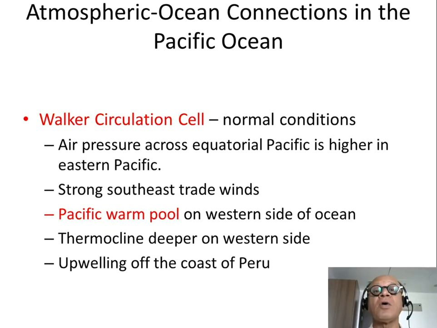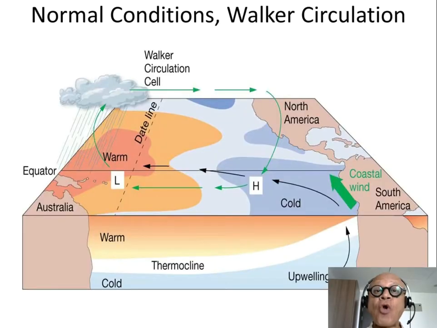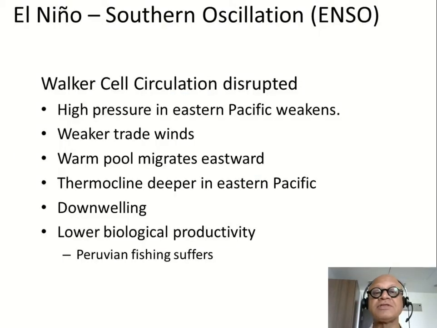Continuing then, Walker cell, normal conditions, rising branch of the Walker cell in the west, sinking branch of the Walker cell. Walker cell actually is global. So theoretically, this should be referred to as the Pacific Walker cell, but in general, when we say Walker cell, we always think about El Nino, we always think about the Pacific, so you can just say Walker cell.